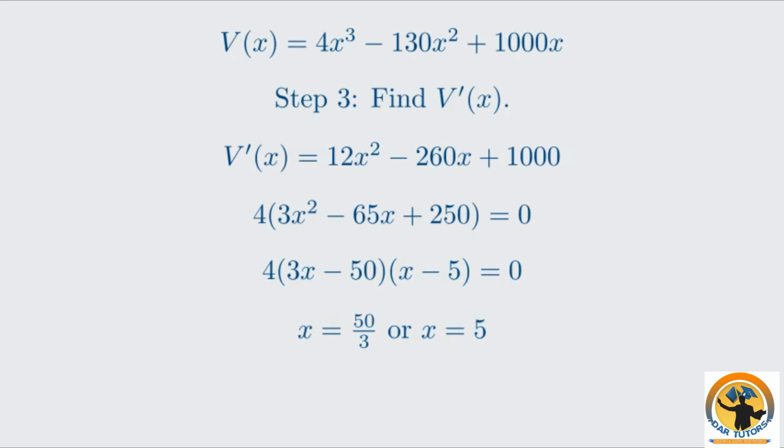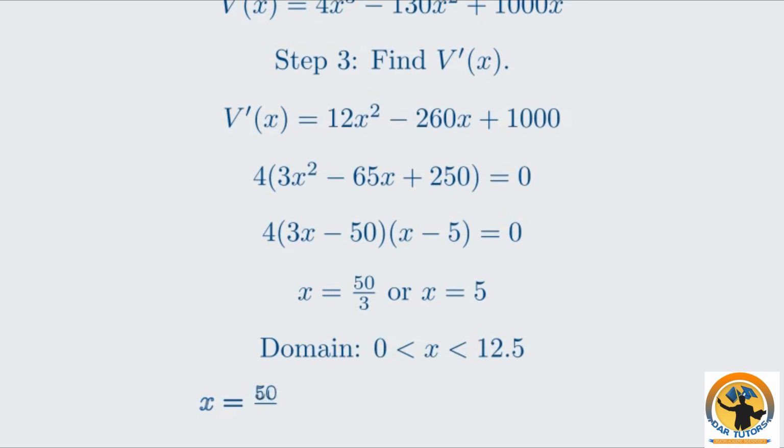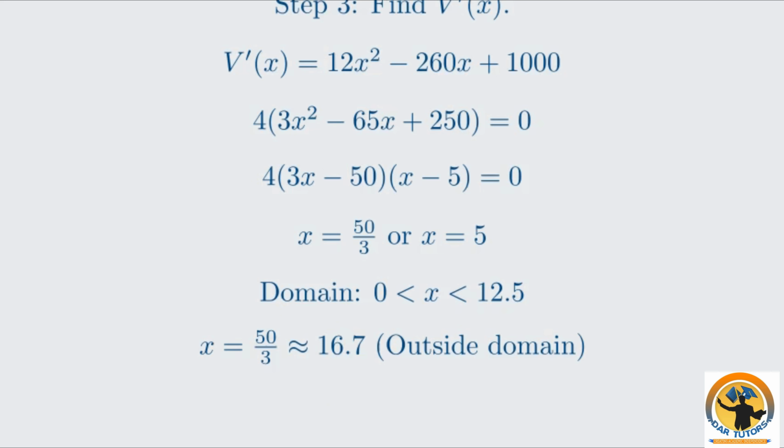Now we must check these against our domain, which was 0 is less than x is less than 12.5. The value 50 over 3 is approximately 16.7, which is outside our domain. So we discard it. The only valid stationary point is x equals 5.